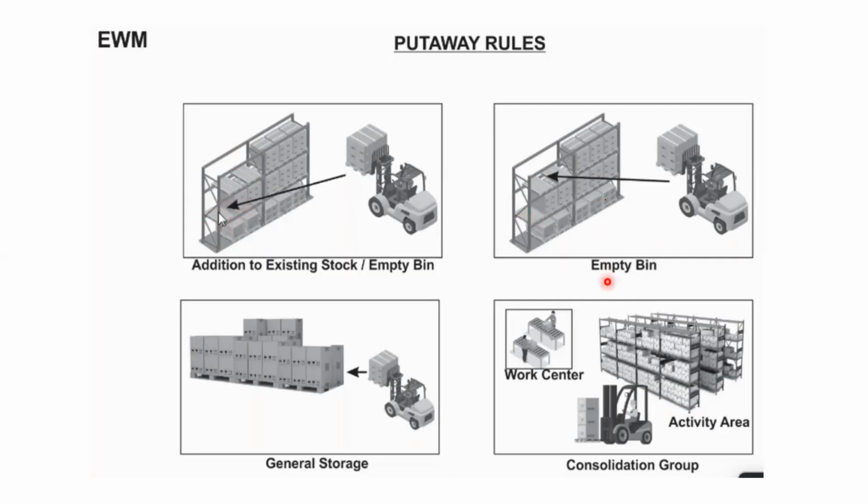Another rule is the empty bin, also called next empty bin. I am bringing the material. The put away rule is next empty bin, which means it will not take this particular bin. It will search for the empty bins only. Whatever bins are empty, it will search for that and put the material over there. See, this is the empty bin for us, and here stocks are already available. So although space is available to put this material, it will not put it.